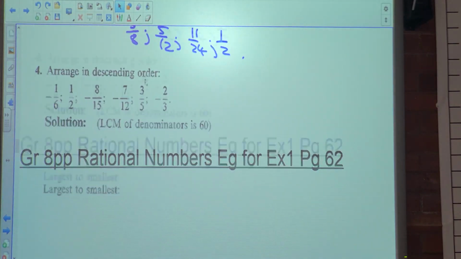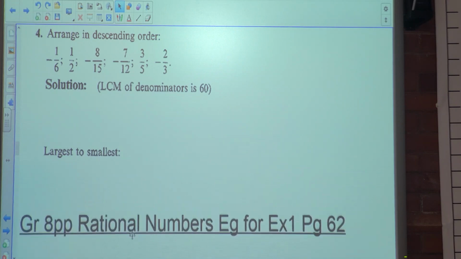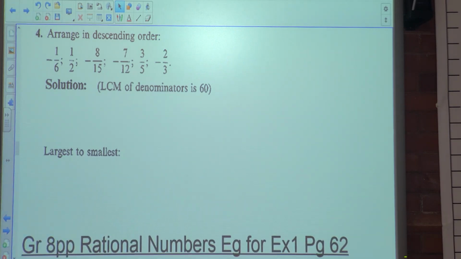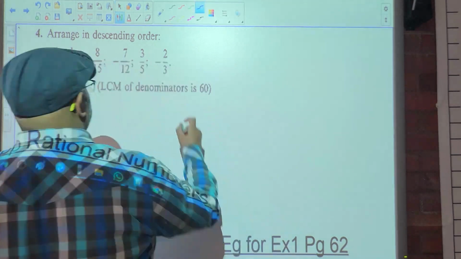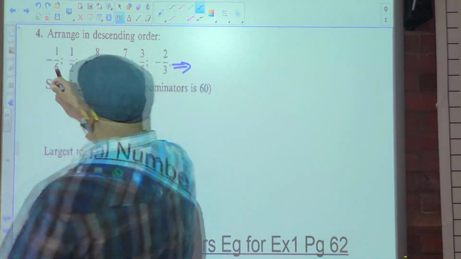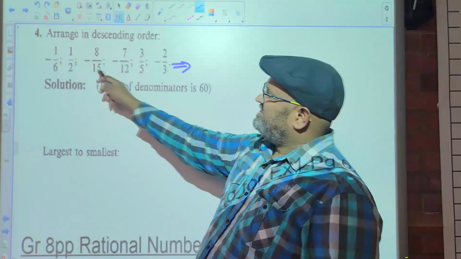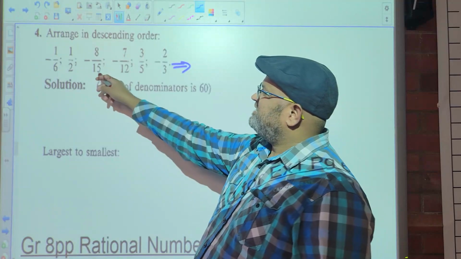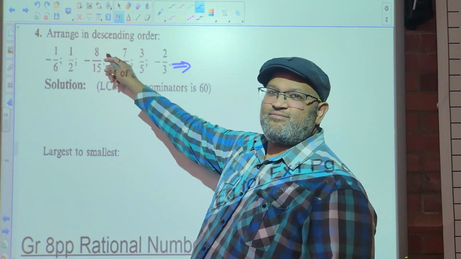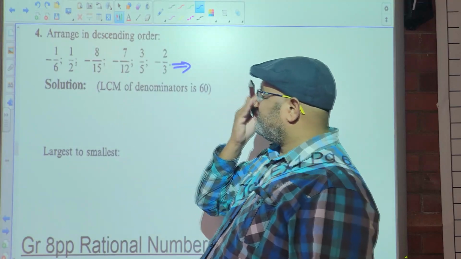People, number 4, it says arrange in descending. People, what does descending mean? Biggest to smallest. So what do we do first? We find the LCM there. What's the LCM between 6, 2, 15, 12, 5, and 3? I'm going to start counting with the biggest denominator here, which is multiples of 15.